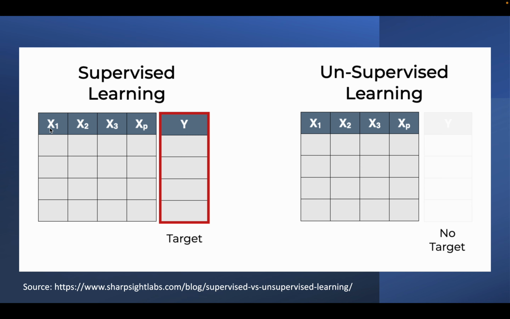So for example, if we talk about housing prices, x1 could be the region of the house, x2 could be the size of the house, x3 could be the number of parking spaces, and y is the housing price. Or in terms of weather temperature, x1 could be humidity, x2 could be air pressure, x3 could be wind intensity, and y is the temperature.